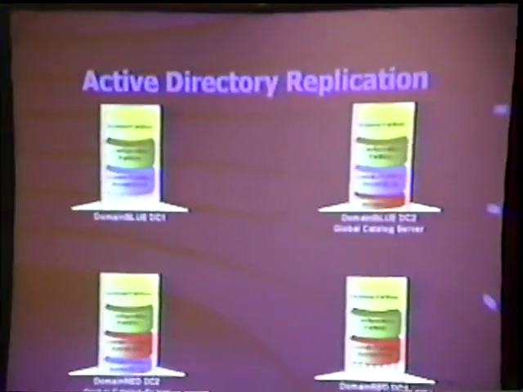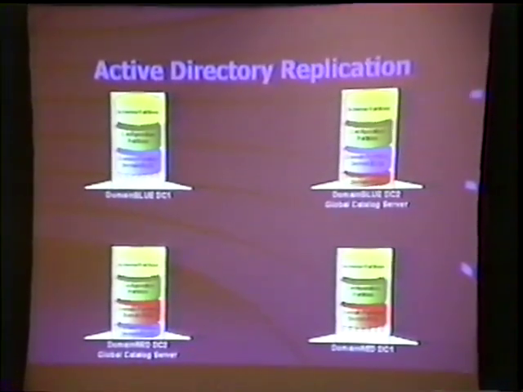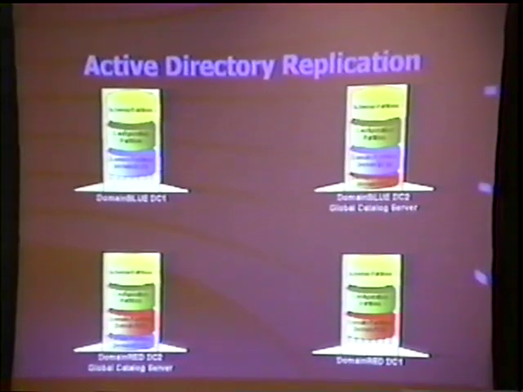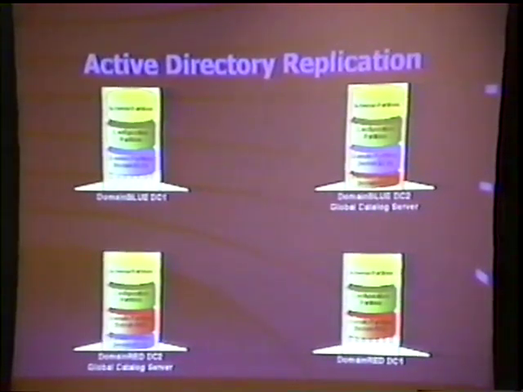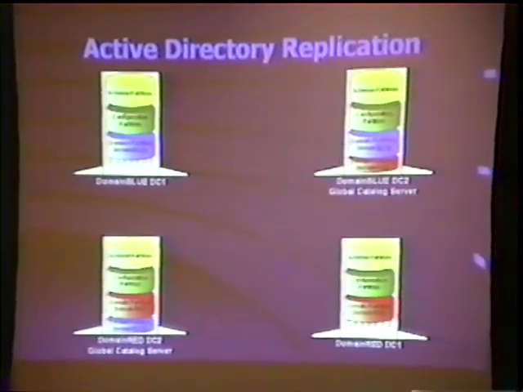Now, I am not a very skillful PowerPoint person, as I discovered this morning when I opened up my slides and realized that I can't tell colors either, and I had this domain blue partition labeled red. In this scenario, I have 4 domain controllers. There's domain blue DC1, it is not a global catalog server. I have domain blue DC2, which is a global catalog server.